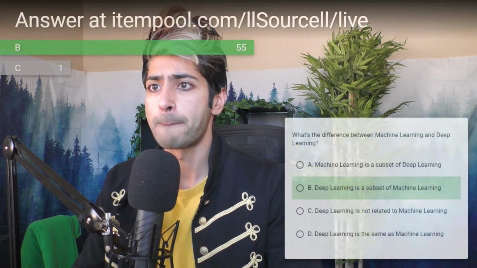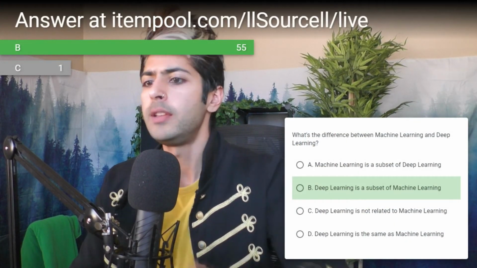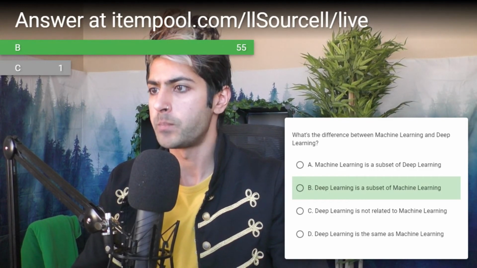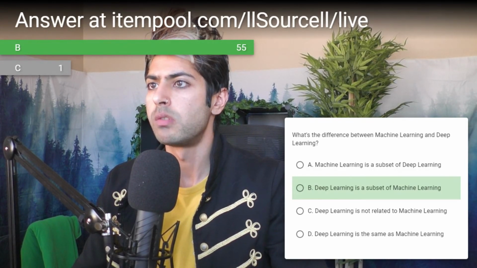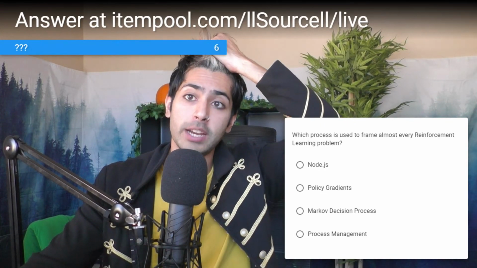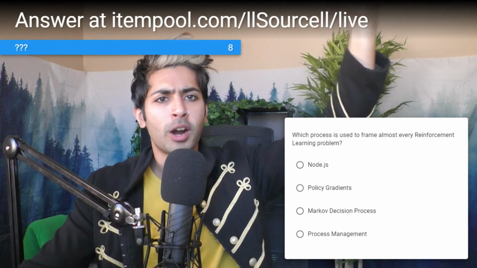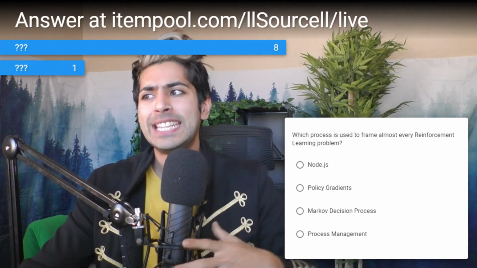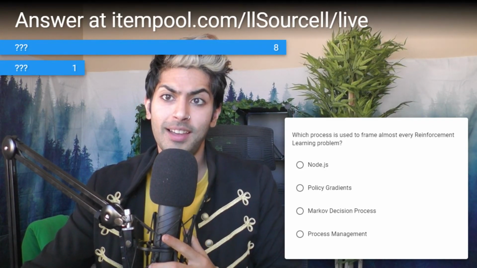Here we go. Question 3 is, I hope this one's hard for you guys. Which process is used to frame almost every reinforcement learning problem? Is it A, Node.js? Is it B, policy gradients? Is it C, Markov decision process? Or is it D, process management?